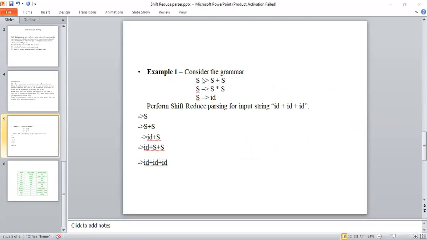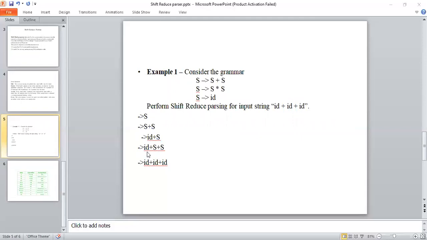Initially I have the start symbol S, and this S is replaced by S plus S. The first S I replaced with id, because my input is id plus id plus id. I write this plus as it is, and for the next S again I have S plus S or S into S. Instead of taking S into S, I take S plus S, because the remaining input is id plus id. Because of that, I selected S plus S.